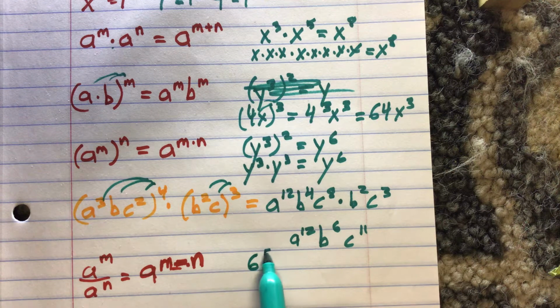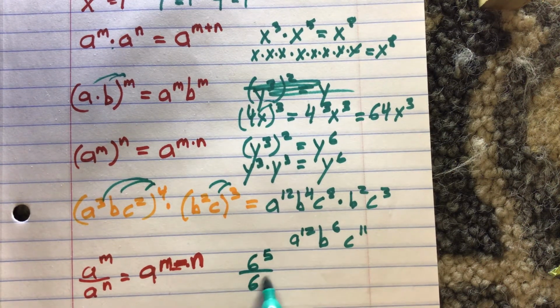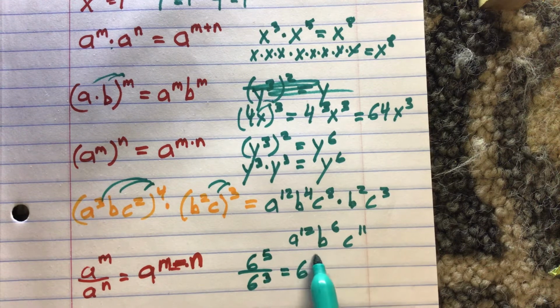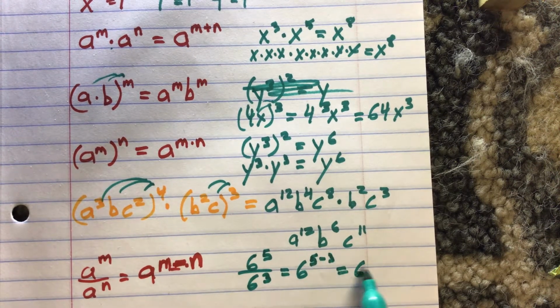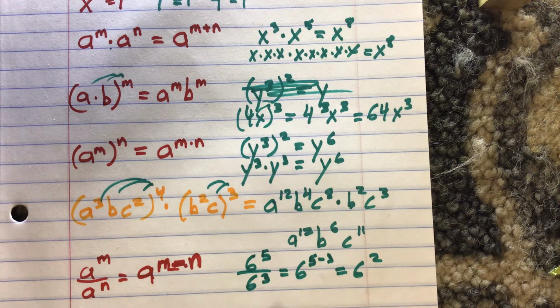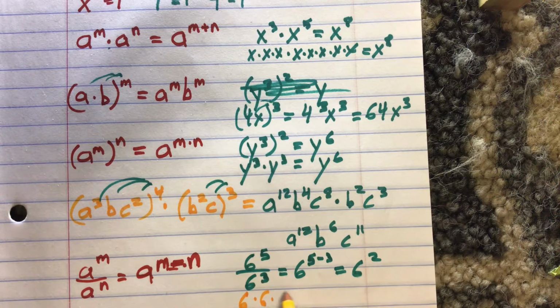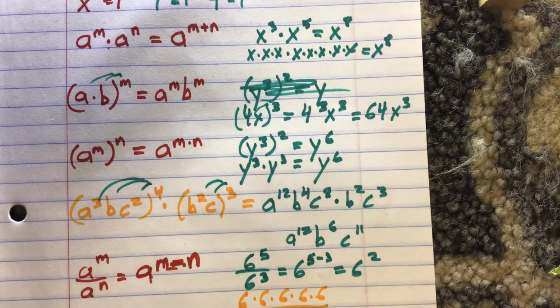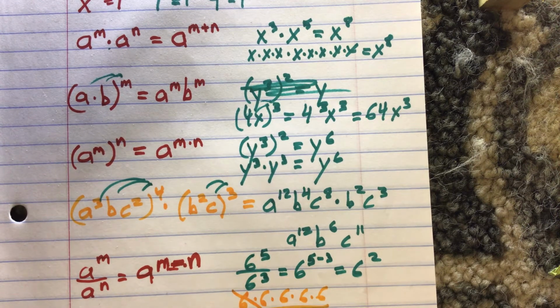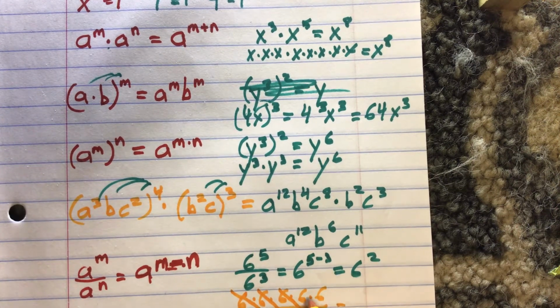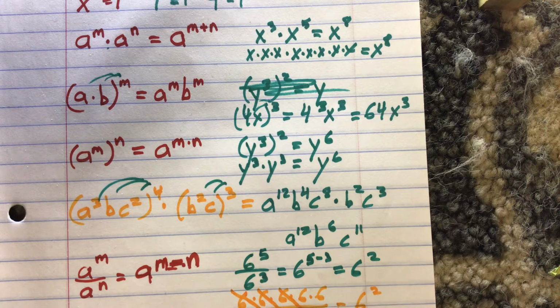6 to the 5th divided by 6 to the 3rd is equal to 6 to the 5 minus 3, or 6 squared. And the reason for that is if you had 6 to the 5th, that's 6 times 6 times 6 times 6 times 6 over 6 to the 3rd, which is 6 times 6 times 6. You could cancel: 6 divided by 6 is 1, 6 divided by 6 is 1, 6 divided by 6 is 1, and you're left with 6 times 6, which is 6 squared. So that's the reason that we're doing subtraction here, 5 minus 3.